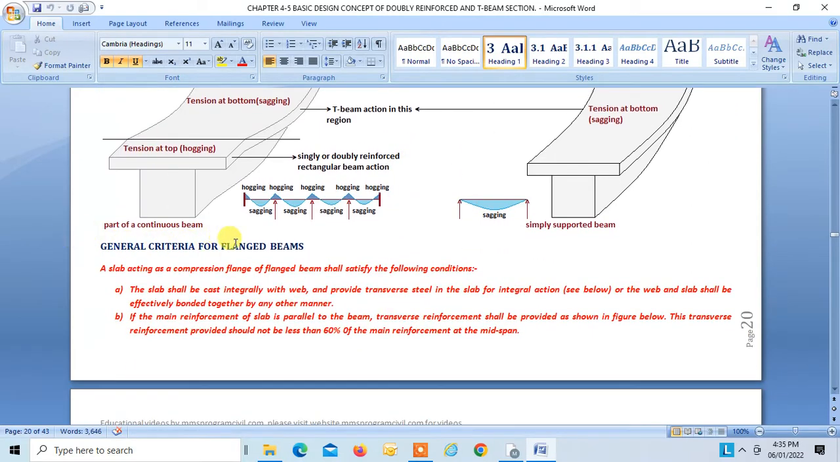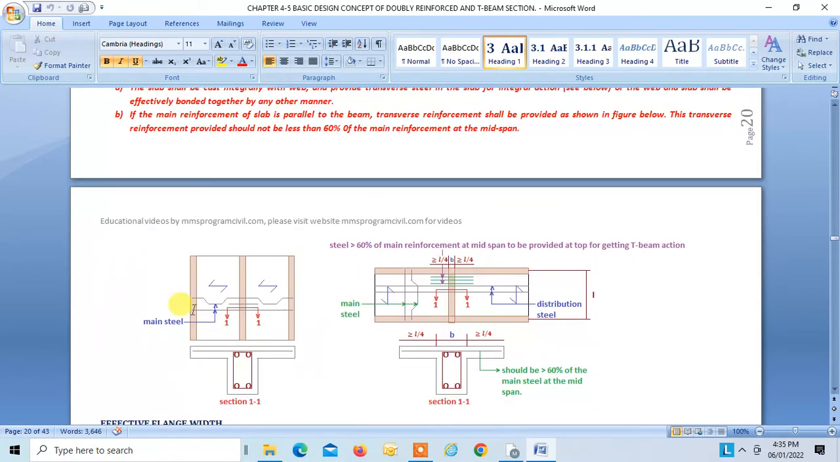General criteria for flanged beams. A slab acting as a compression flange of a flanged beam shall satisfy the following conditions. The slab shall be cast integrally with the web and provide transverse steel in the slab for integral action, see below. Or the web and the slab shall be effectively bonded together by any other means.